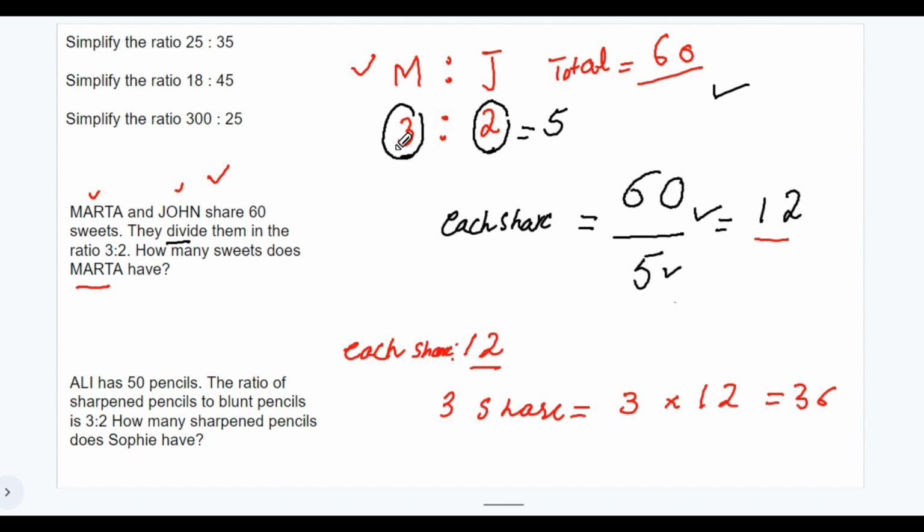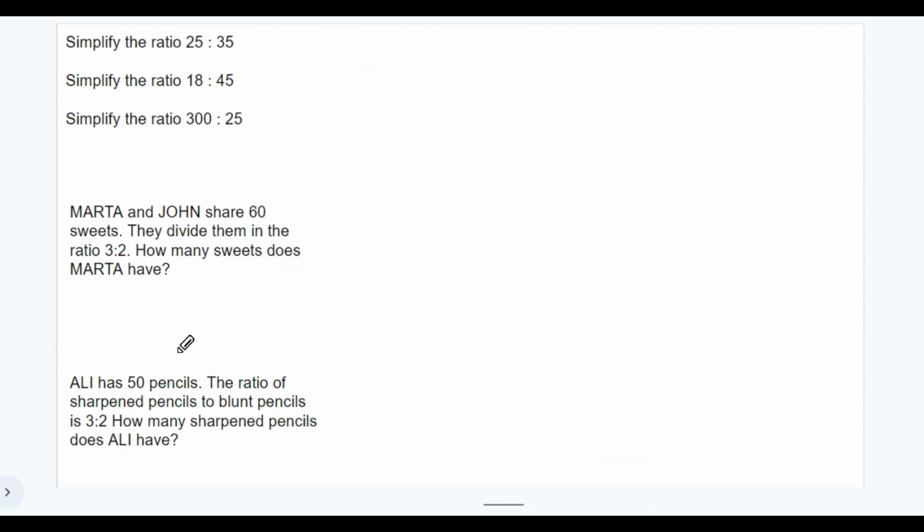So Marta is sharing 3 times, it means she has 36 sweets. And John is having 2 times the share. So how many sweets will he have? 2 times 12, that means 24. So John will have 24 sweets and Marta will have 36 sweets. Understand? Okay, so you need to pause the video and try doing this question yourself, then come back and start doing the next question. Okay, now read this question.